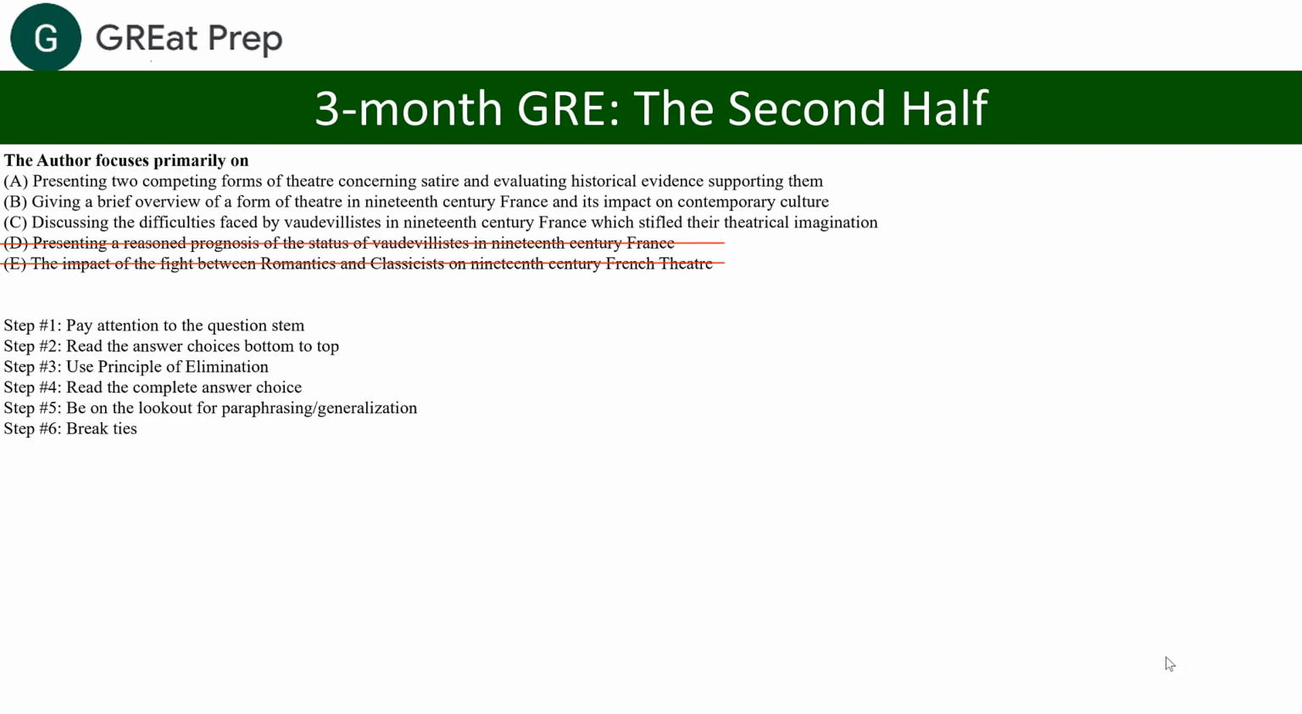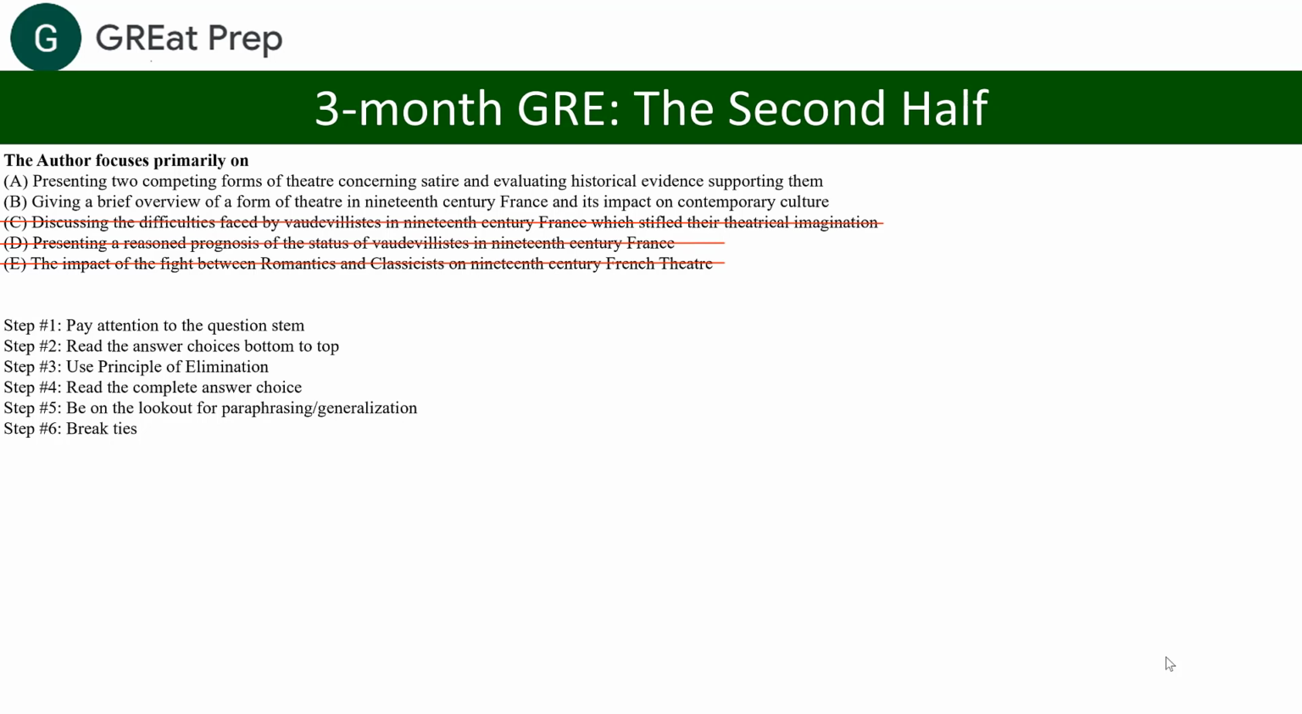Because while there were difficulties faced by the vaudevillists, it did not stifle their theoretical imagination. It did stifle potentially their political consciousness. But political consciousness is not the same as theoretical imagination, and that is very clear within the paragraph as you're reading through it. So, if anything, what the reading comprehension passage says is that the imagination actually evolved to different aspects of the society, not just the politics. So, you can actually now at this point be safe to disregard option C.